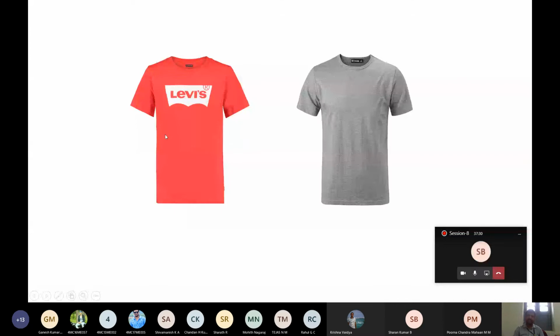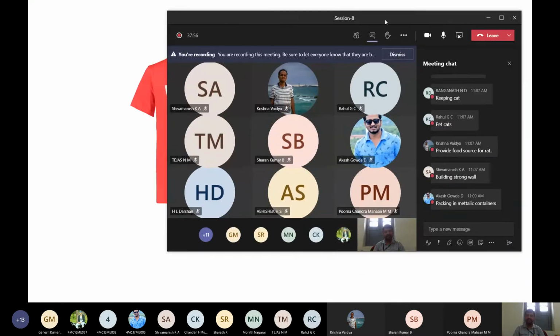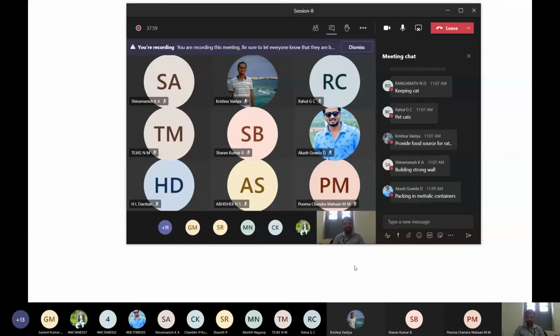So in the earlier class also we considered the same example to understand reliability and brand value, and why brand value is important. Why do customers usually prefer brand value? Now if you consider the product as a t-shirt, what are the specifications of a t-shirt? When you go for buying a t-shirt, what are the things that you look into?